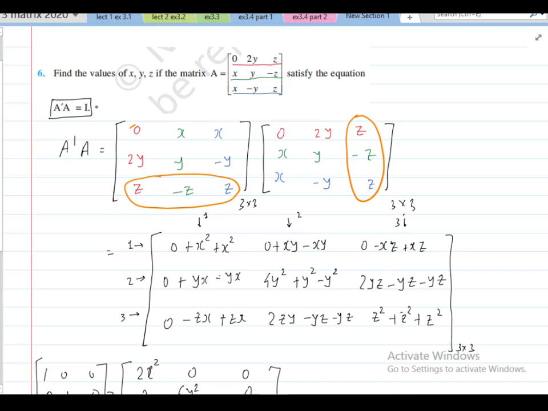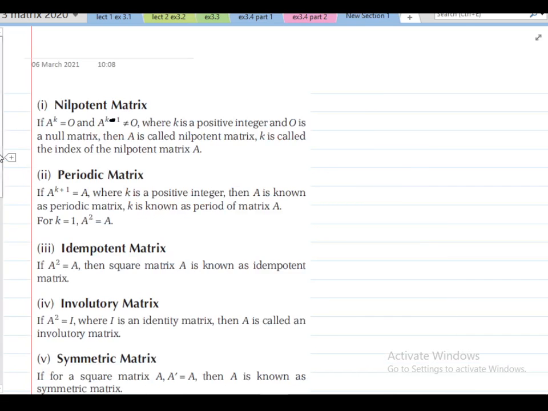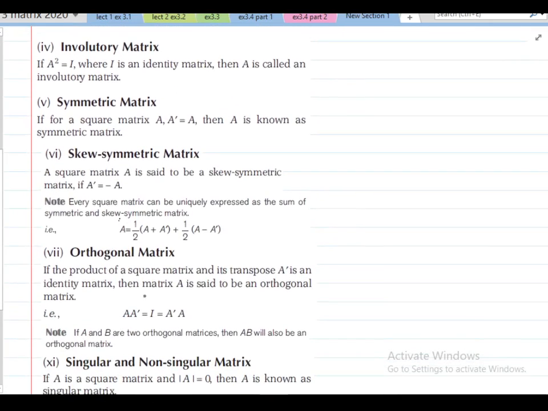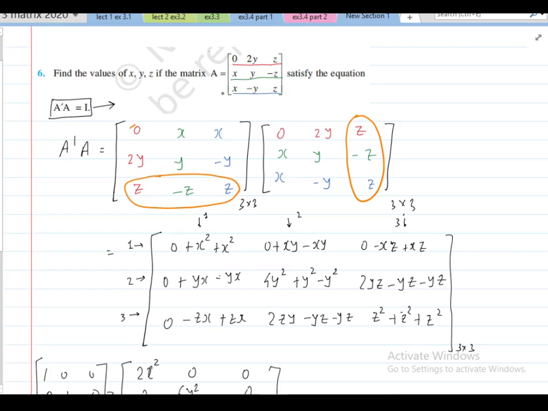And another thing, if A dash into A is I, then it is called orthogonal matrix. If here we are given this condition that A into A dash is I or A dash into A will be I, then it is called orthogonal matrix, right? So we can say this matrix is orthogonal matrix. Okay, keep in mind, maybe in JEE they might ask the question simply as find xyz if A is orthogonal matrix, then you have to do this. Clear?